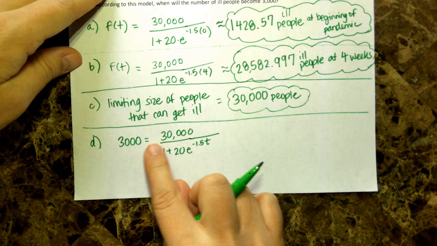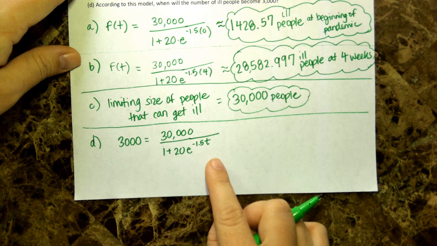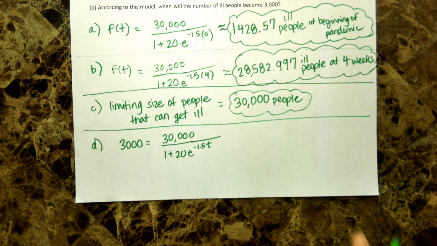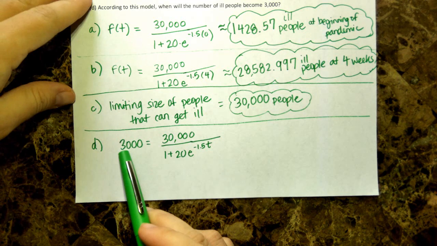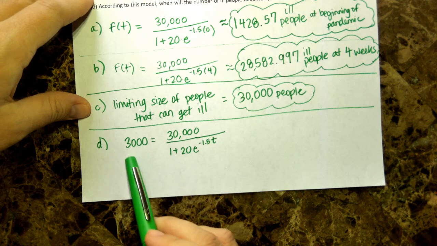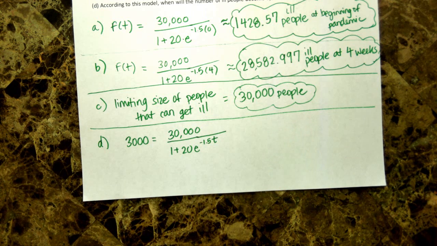Now this one is probably something we haven't really seen before. We have to solve for t, and it's already in the denominator. So there's a couple of different ways to do this. Some people can make this a fraction by putting it over 1, and you can cross multiply, maybe do it that way.